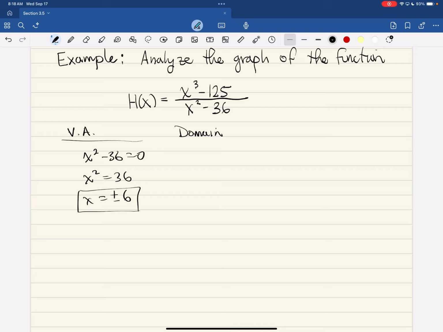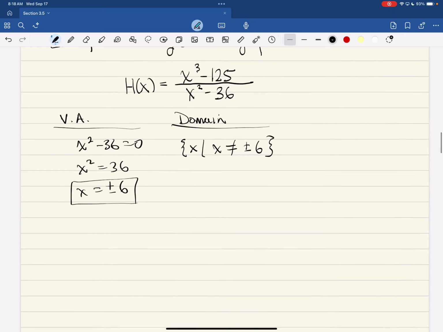Okay, so we have plus or minus 6. The domain is going to be everything except those two values. Okay, so we have two vertical asymptotes. Now let's come up with our oblique asymptote. All right, so how did we do that again?